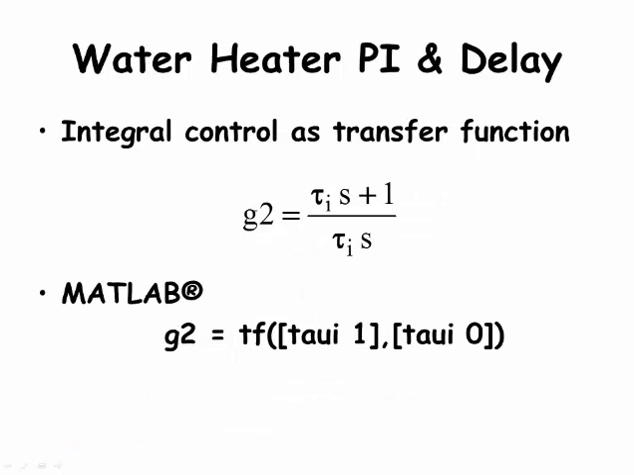So let's say we want to get rid of the offsets we get using proportional control alone, and we decide to use proportional plus integral control. One way to model this is to write the integral expression and multiply it times the proportional control constant. The MATLAB command is TF, left parentheses, left square bracket, tau I, space 1, right square bracket, comma, left square bracket, tau I, space 0, right square bracket, right parentheses.